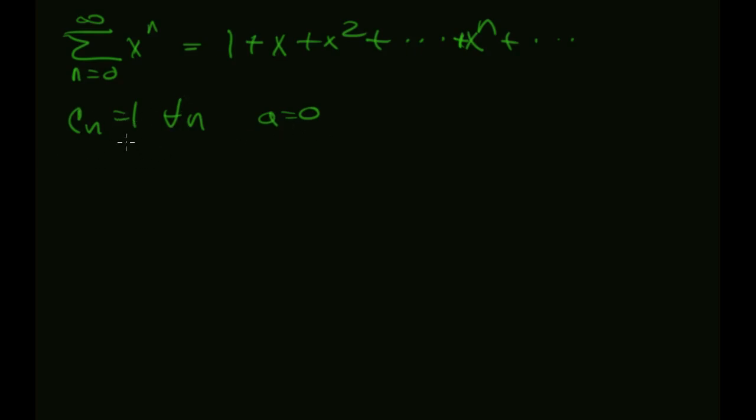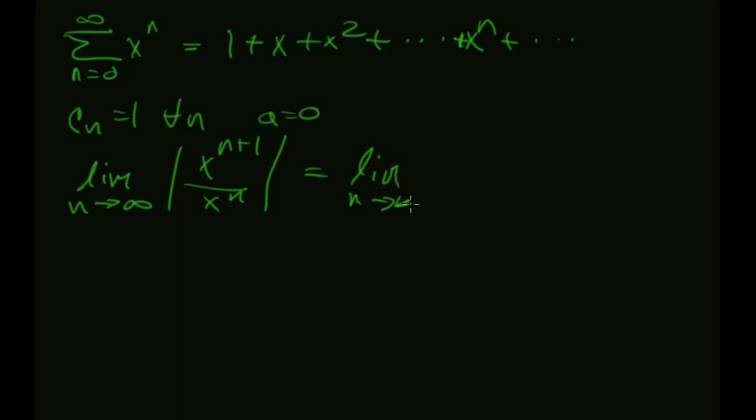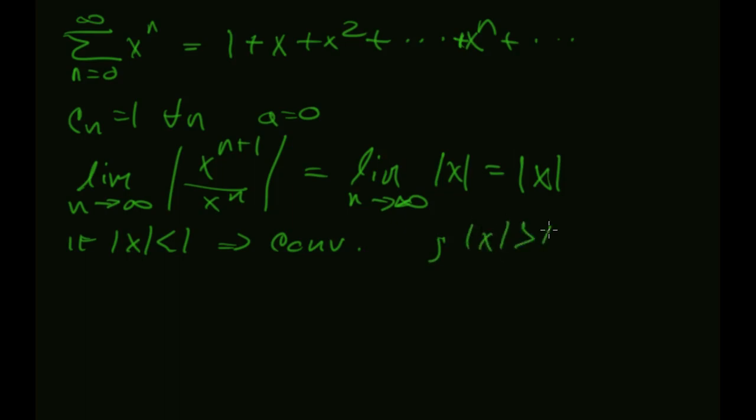So let's play around with this. Let's actually subject this thing to the ratio test. If I take the limit as n approaches infinity of the absolute value of x to the n plus 1 over x to the n, I get the absolute value of x. But note, there's no n in here anymore. So if n goes to infinity, it's just going to be whatever this is. Now, if the absolute value of x is less than 1, this clearly converges. If the absolute value of x is greater than 1, this thing clearly diverges. So what about when it equals 1?